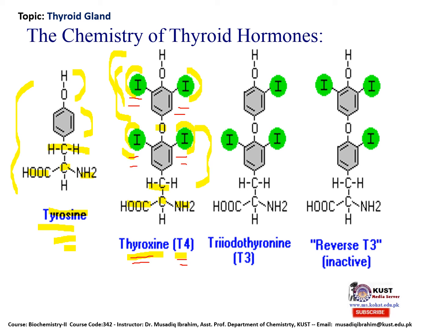tyrosine amino acids. Now moving towards the structure of triiodothyronine, which is also known as T3. You can see that this is known as T3. So it is obvious that it has 3 iodine atoms which are attached to the aromatic rings of the modified form of the tyrosine molecules.